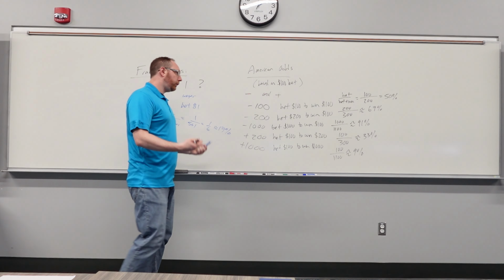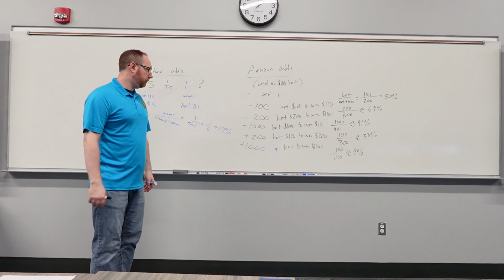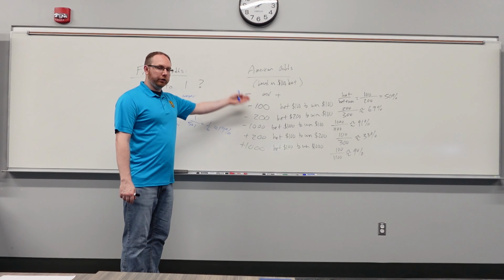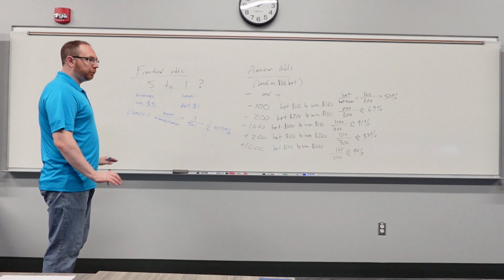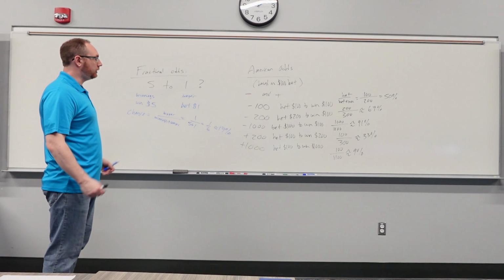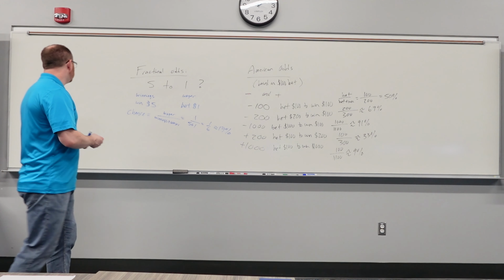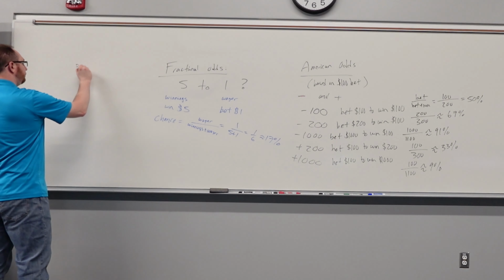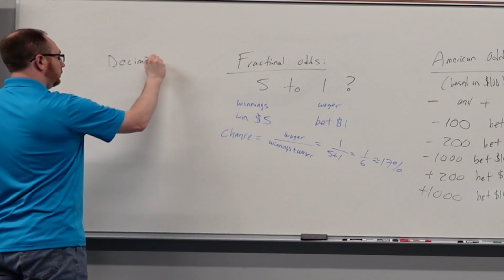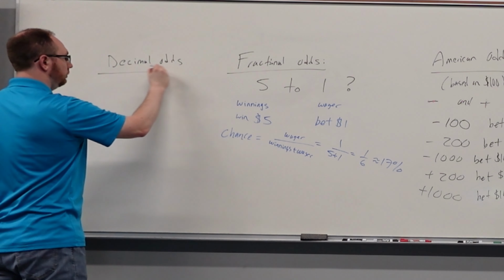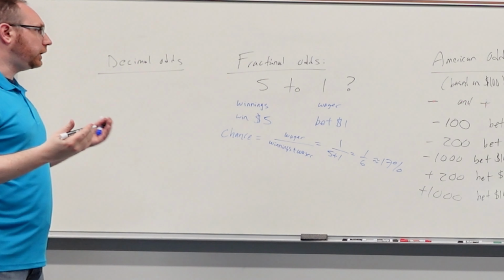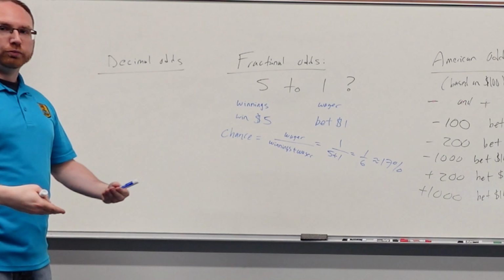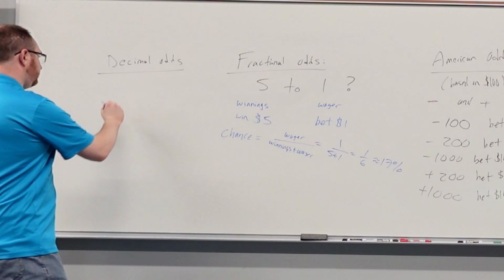But the American odd is weird because everything's based on this $100 bet. So that's why this feels weird when you do this. I feel like people prefer the decimal odds just because it's a little bit easier. I'll do the decimal odds over here. And again, this is a more common odd system like in Europe and in Asia. So what happens in decimal odds is they just report a decimal based on a $1 bet. So this is based on a $1 bet.